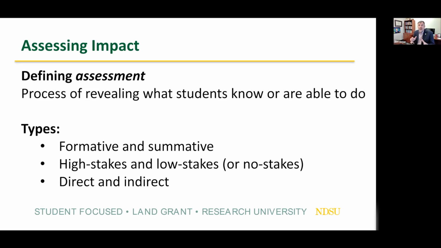We can talk about assessment in a lot of different ways. These terms are often used when talking about assessment. You can have a formative, low stakes, indirect assessment.